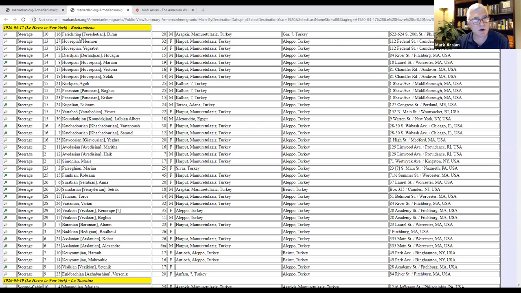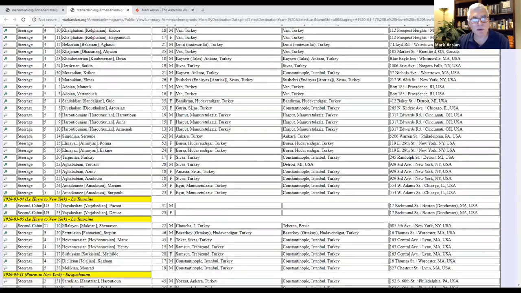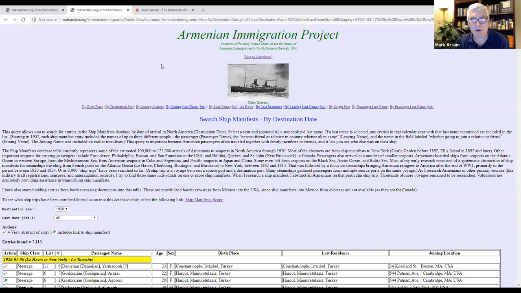But you can see there were probably maybe 30, 35 Armenians on that particular ship. She was born in Harput, but her last residence was Aleppo. So that's where she was, in a refugee camp or somewhere in Aleppo, before she came here. Okay, so let me just go back to, hit home to get back to the top.